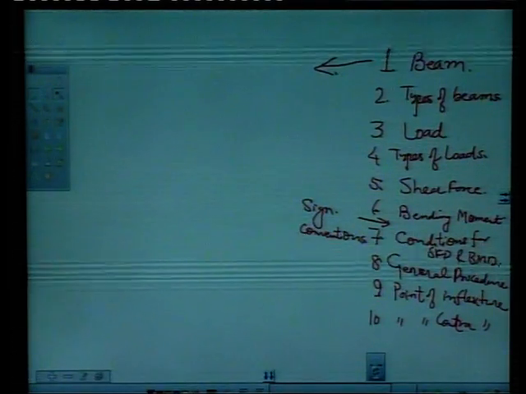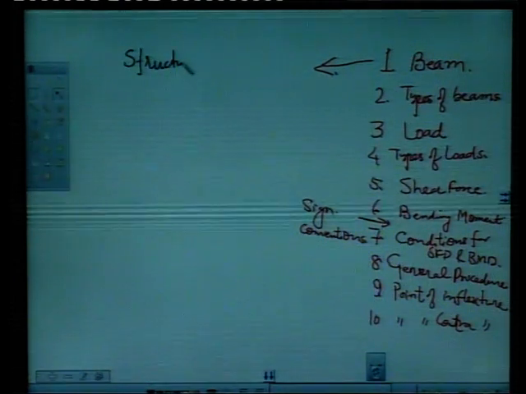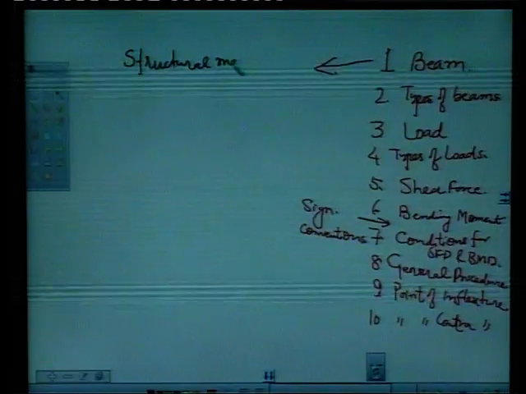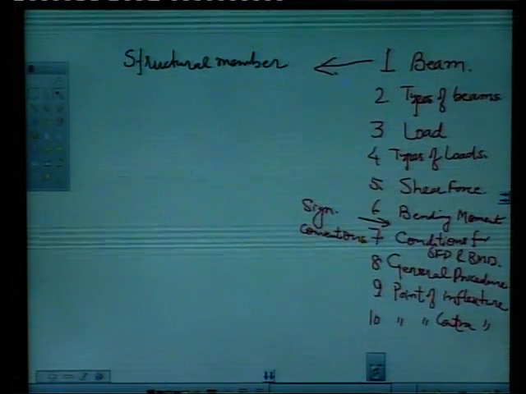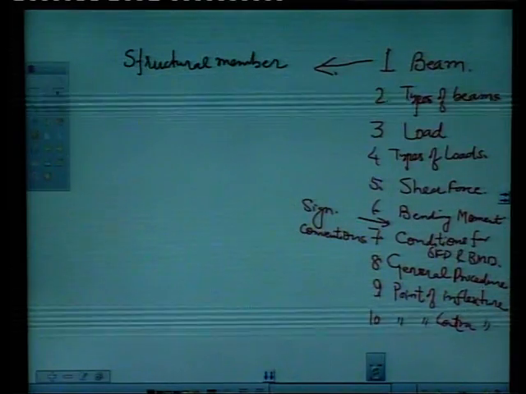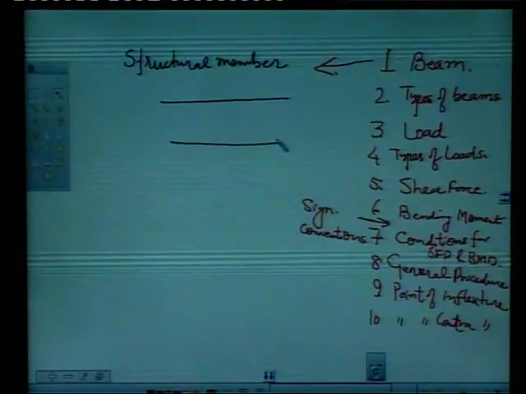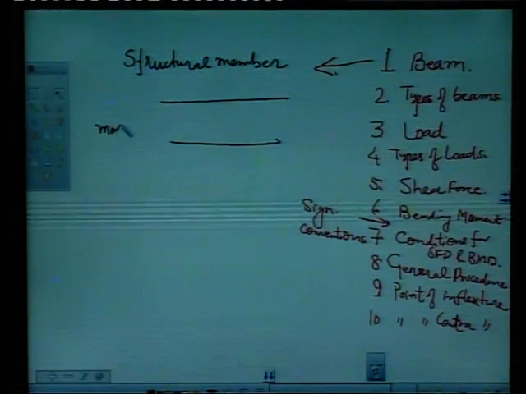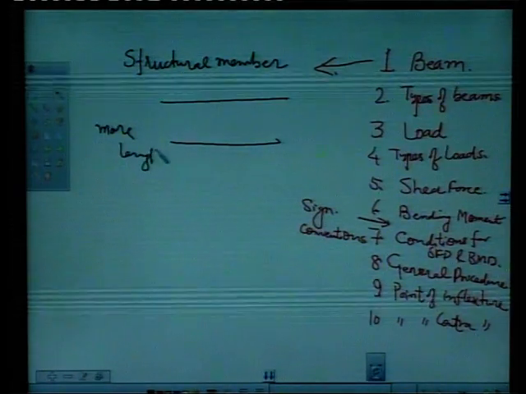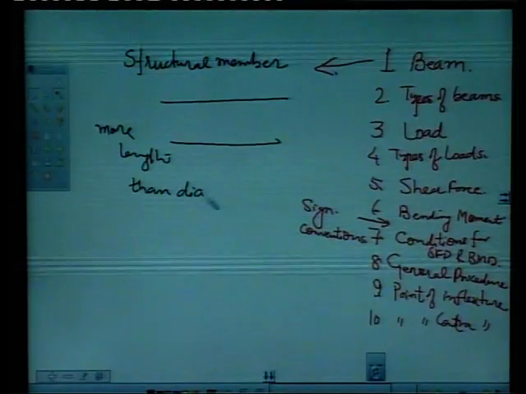So, dear friends, a beam is a structural member. You all have seen a beam in your house, in the hostel room, in any building. That is a beam. A beam is a structural member. It has more length, length is more than its diameter or width.